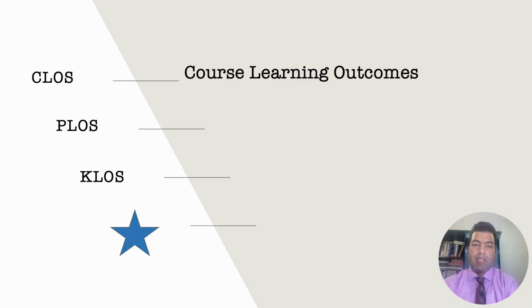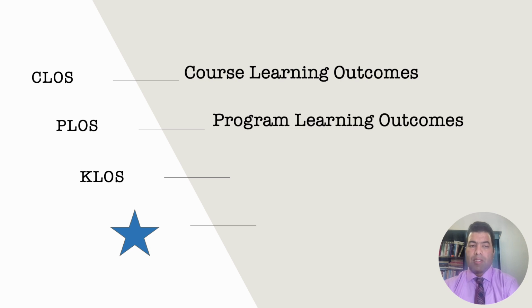In this presentation, what are the course learning outcomes? Basically, they are the fundamental units for any course, the fundamental objective to achieve at the end of the course. Then we will discuss the program learning outcome. These are the outcomes or the objectives which are required to achieve at the end of a program. For example, master programs or BS programs or any diploma degree program.